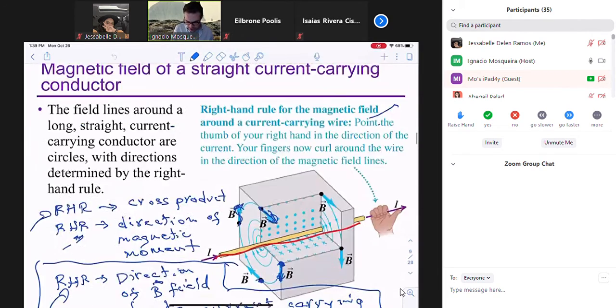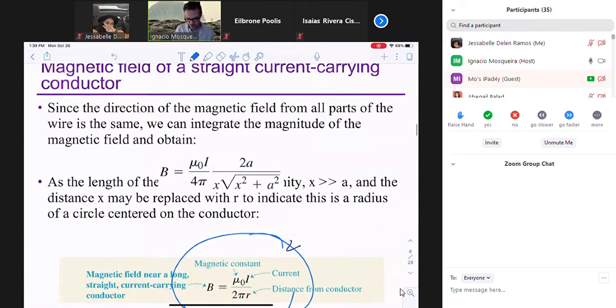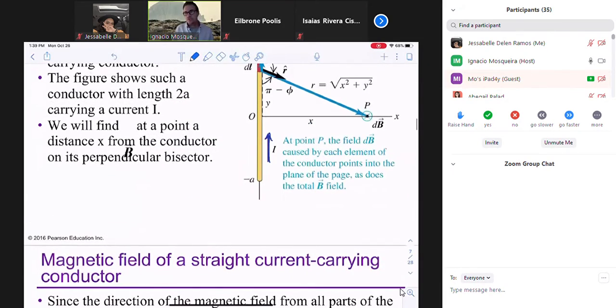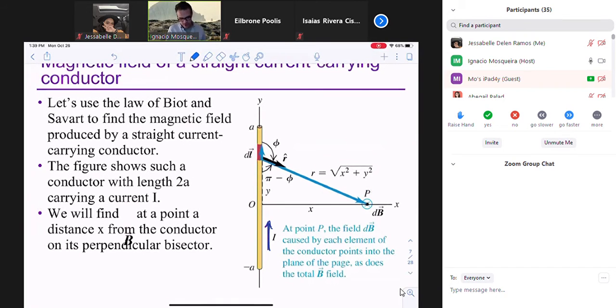Just to tell you where the formulas come from, we derived this formula with Ampere's law. Now, in this PowerPoint, they derived it two different ways. Please keep that in mind. When you're looking at this formula, it looks like they're doing something very complicated here. And they are, because they're using an integral.